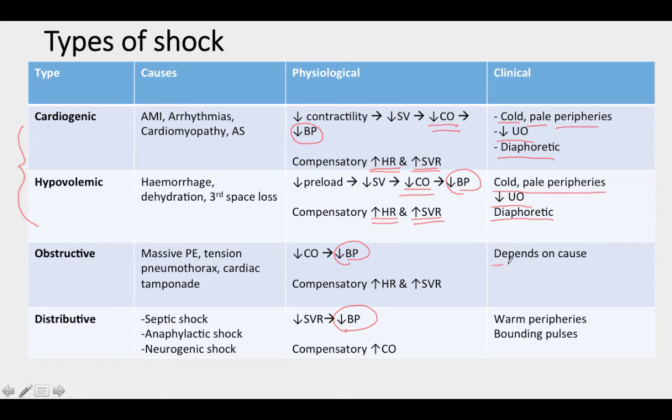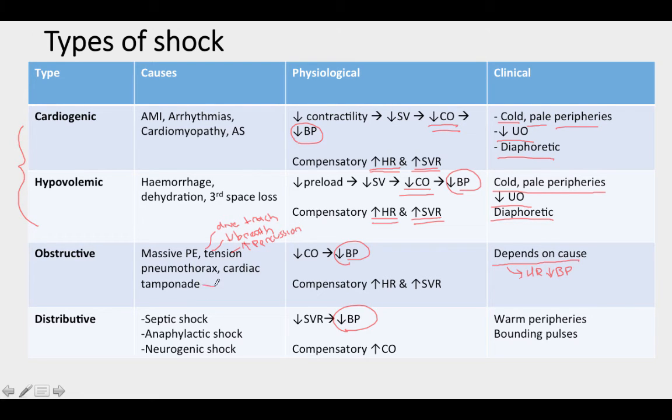Obstructive shock, the clinical manifestations definitely depend on the pathology causing it. Like with every shock, you will get increased heart rate, low blood pressure, but a massive pulmonary embolism, tension pneumothorax, pericardial tamponade, they present in different ways. Tension pneumothorax classically presents with a deviated trachea. It also presents with decreased breath sounds on the side of the pneumothorax, and it presents with hyperresonance to percussion on the side of the pneumothorax.